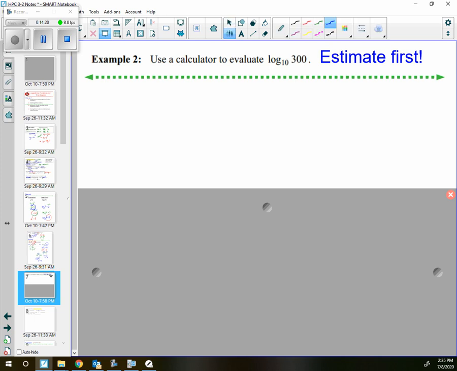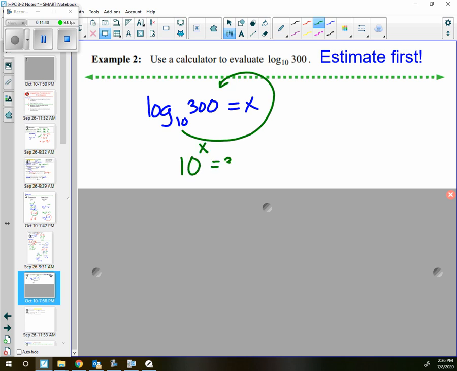Okay, so let's talk about one that maybe doesn't work out so well. Log base 10 of 300. Don't type anything in your calculator yet. So again, I'm trying to figure out what that's equal to. So I'm going to go ahead and set it equal to something. When you see a log, you're always thinking, what power? Okay, so what does this mean? It means 10 to what power gives you 300.